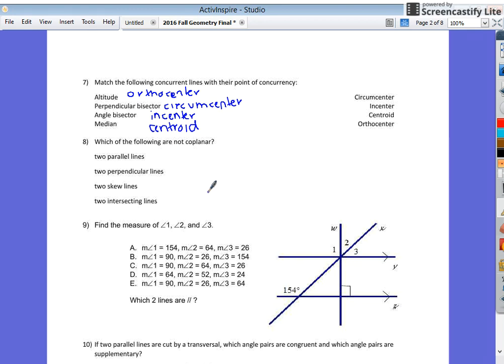On number 8, we are asked which of the following are not coplanar. Remember, not coplanar means not on the same plane. Two skew lines are not on the same plane.